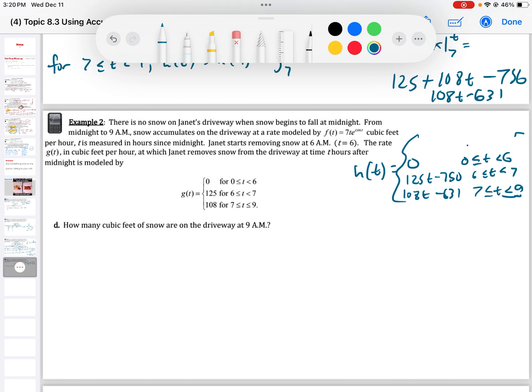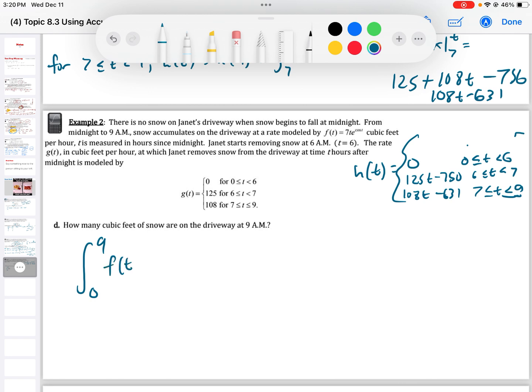All right, last part. How many cubic feet of snow are on the driveway at 9 a.m.? Okay. This is a total amount, right? I'm not looking for a rate of change. I'm not trying to subtract some rates and see what the difference is. I want to find the total amount of snow on the driveway at 9 a.m. So the snow's coming down and the snow's being removed.